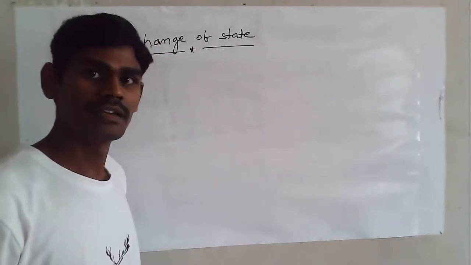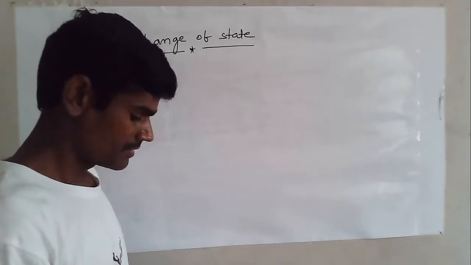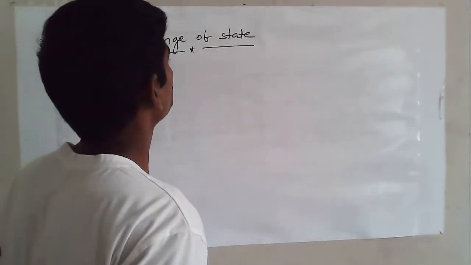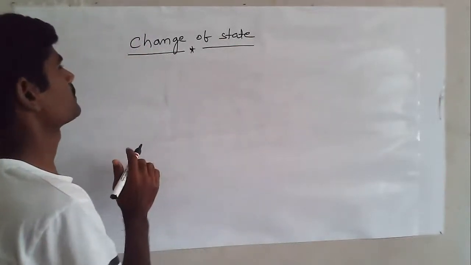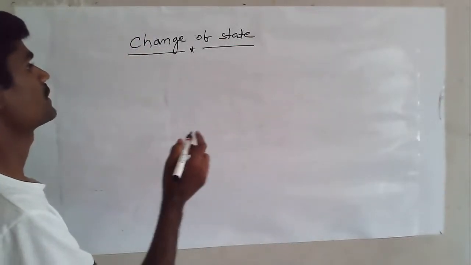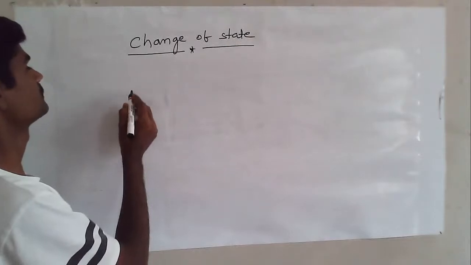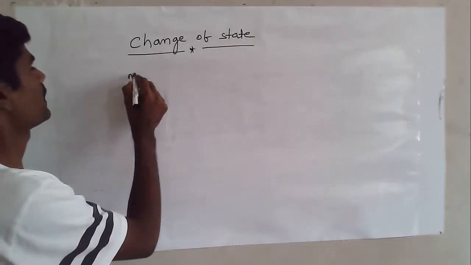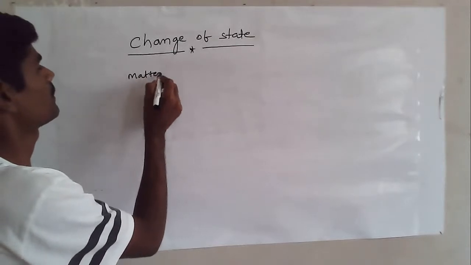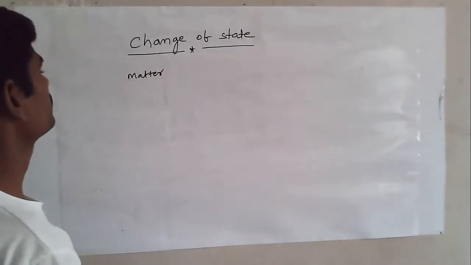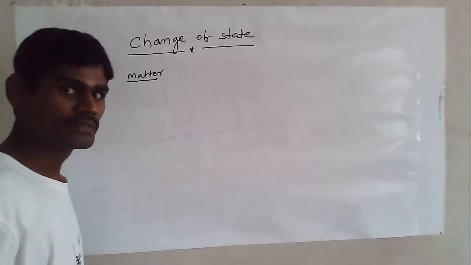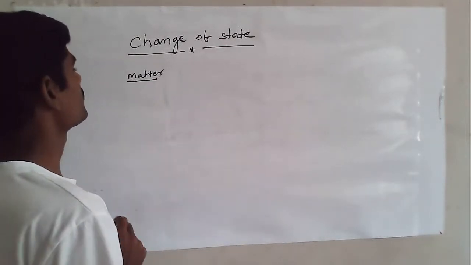In matter, a state is present. State is classified into three types: solid state, liquid state, gaseous state. In the universe, matter is present. That matter is made up of fundamental particles. Already we know that fundamental particles are nothing but atoms, molecules, and compounds, whatever it may be.